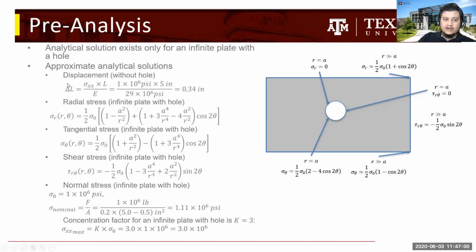So this is the analytical solution for a case where we have a plate of exactly the same dimensions, except there is no hole in the middle. If you assume there is no hole, you can very easily use the simple solid mechanics relationships to get the displacement or deformation in the plate. So sigma xx is the amount of distributed load we are applying on the right hand side, and times the total length, divided by the Young's modulus, gives us the amount of deformation the plate will undergo in a case where we don't have a hole.